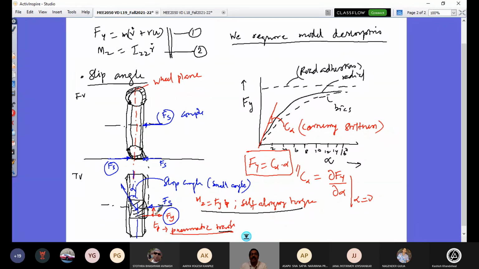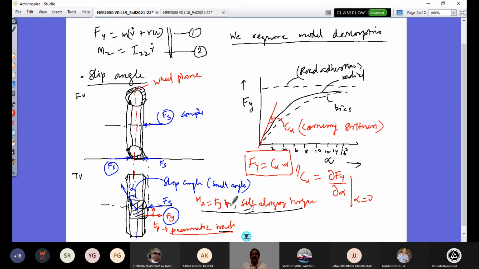Pneumatic trail. This pneumatic trail is all coming because of a very important property of your tire, viscoelasticity, and its typical deformation phenomena, or the tire getting adhered to the ground as well as sliding on the ground simultaneously. It's not fully sliding. Part of the tire contact patch is adhering and part of the patch is slipping. That is interesting physics that we will see separately later on. And that is what manifests this Fy coming in the rear, and that is giving you a self-aligning torque.